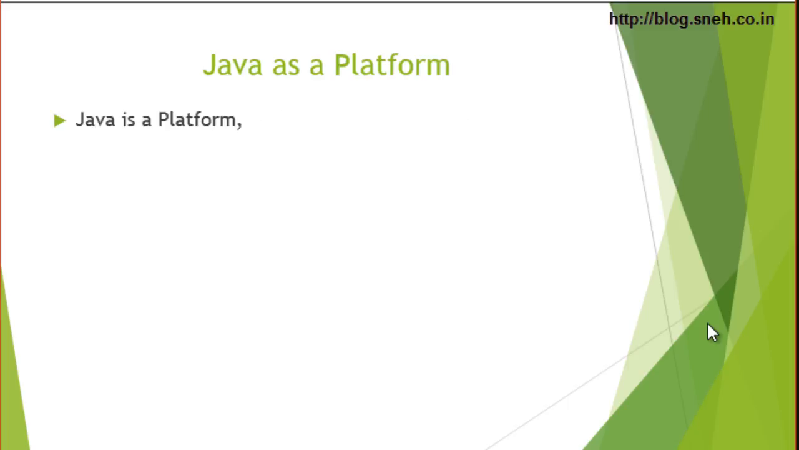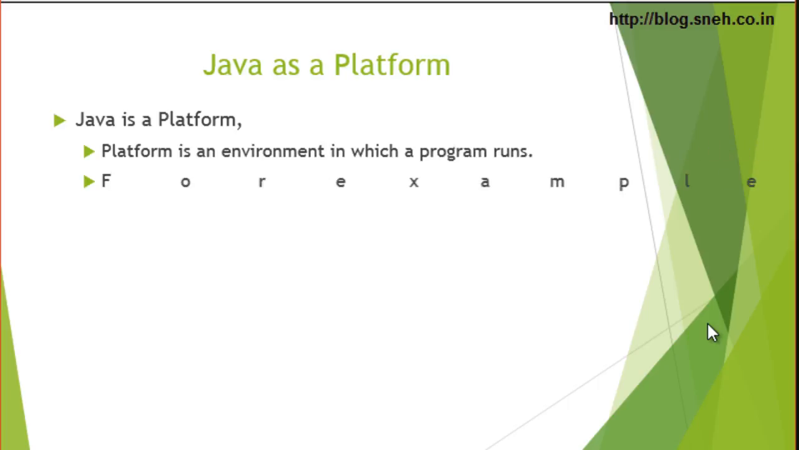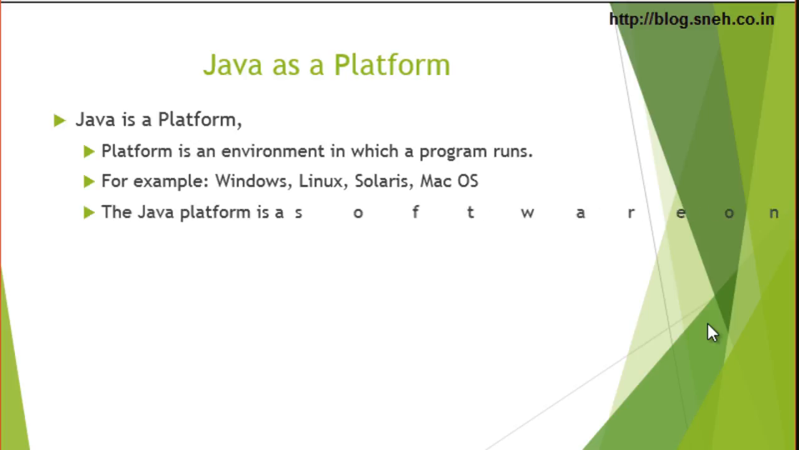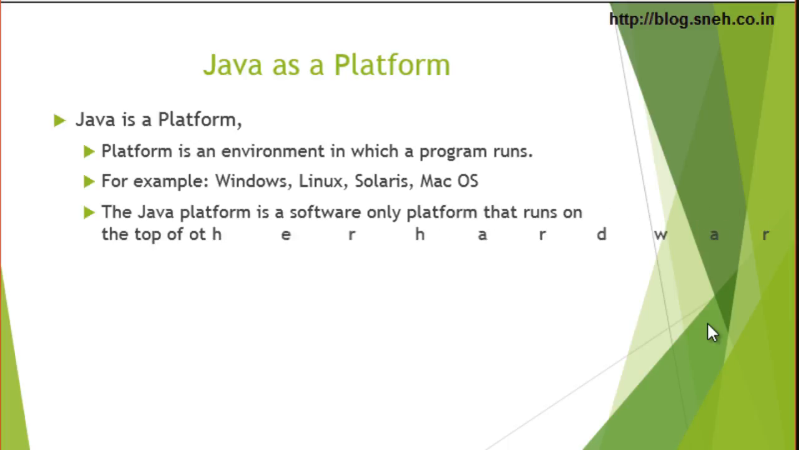Java is also a platform. A platform is the hardware or software environment which runs a program. We know many of them as Windows, Linux, macOS, Sun Solaris. Most platforms are a combination of the operating system and underlying hardware. However, the Java platform is a software-only platform that runs on top of other hardware-based platforms.